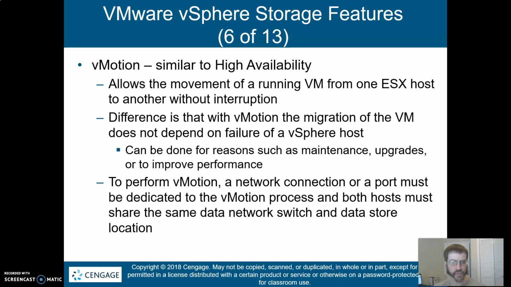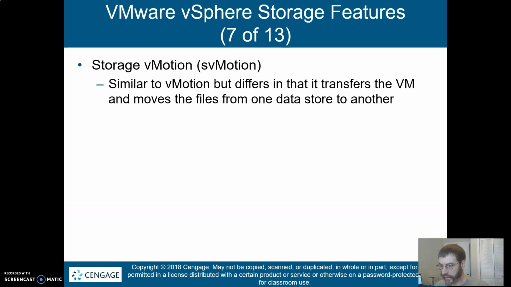Now, in order to perform vMotion, you've got to have a port that is dedicated to vMotion, and they both have to have a common network switch and data store. So there's your vMotion network, and then your front side network, which is providing whatever services you need. There's a similar concept called storage vMotion. The difference between storage vMotion and VM vMotion is that it actually moves the VM from a data store to another, not from one ESXi host to another, but to a new data store entirely.